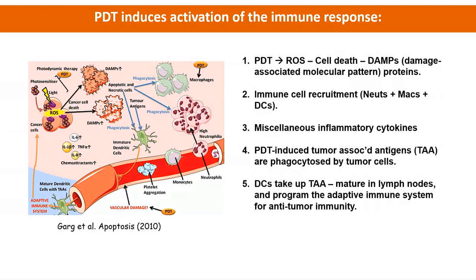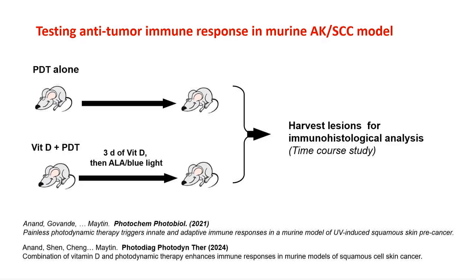So we've been playing with this in mouse models, and I just want to show you this work that we've done in the last few years using a mouse model of actinic keratosis. These are mice that received 20 weeks of twice a week ultraviolet UVB irradiation in the laboratory, and at that point they grow actinic keratoses, and we can treat them with PDT either alone, or we also tried our combination of vitamin D for 3 days in the mouse, followed by the PDT treatment, and then we would harvest the lesions in a time course to see what immune reactions are happening in the tissue.